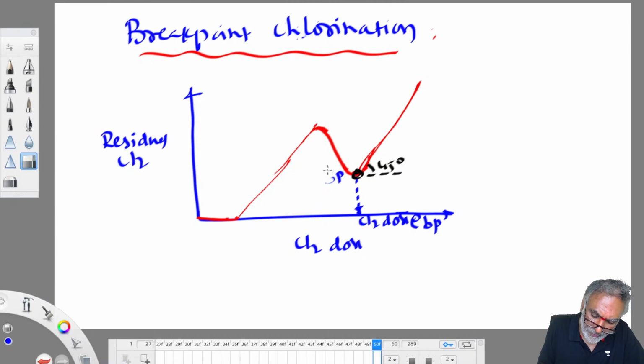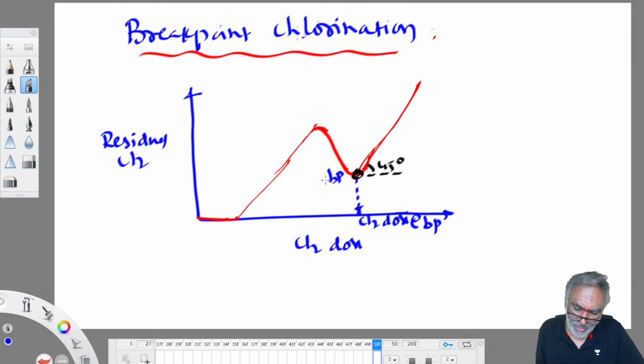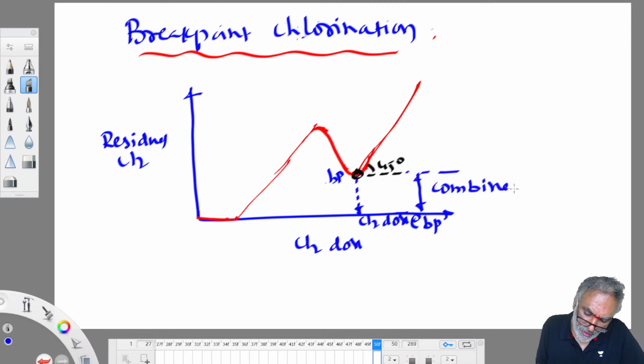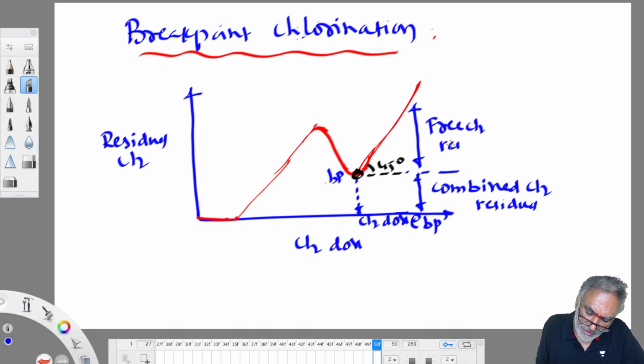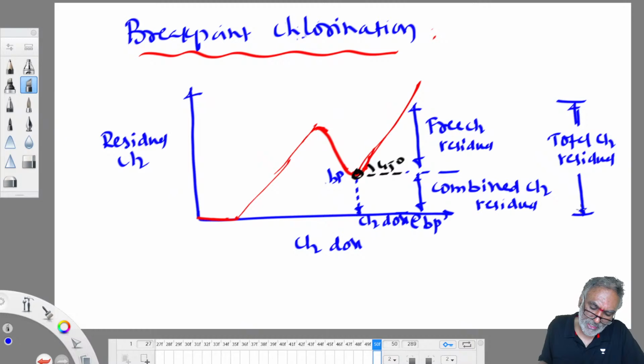Small pp I'll put for break point; capital PP you'll understand as bleaching powder. Chlorine dose at break point. Then the chlorine residual at break point is called the combined chlorine residual, the chlorine residual in the form of chloramines. Above the 45 degrees, whatever chlorine residual is there is the free chlorine residual. Total chlorine residual is equal to free chlorine residual plus combined chlorine residual. Both combined chlorine and free chlorine give protection in water.